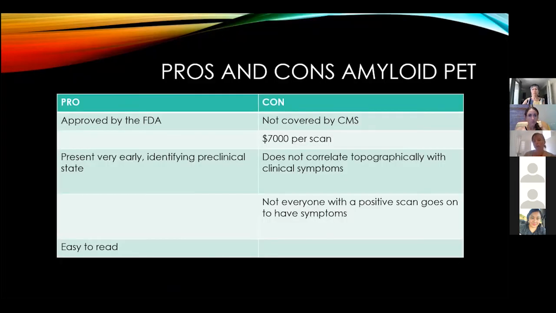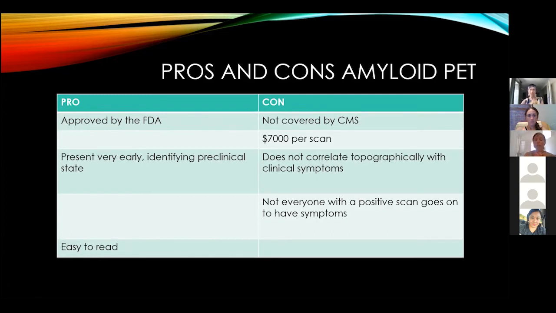So some pros and cons of amyloid PET. One of the big pros these days is it's been approved by the FDA, so you can actually get it done without having too many complications. But at the moment, it's not covered by Medicare or any insurance carriers. And it's not cheap. It's about $7,000 a scan. So you have to really want it and be able to afford it.